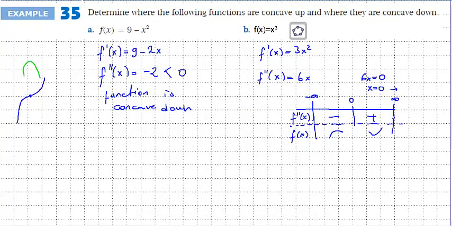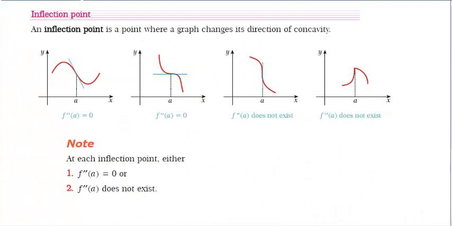Okay, the name of that critical point, I said, is the inflection point. When we change from concave up to down or down to up at a point, it is called an inflection point.